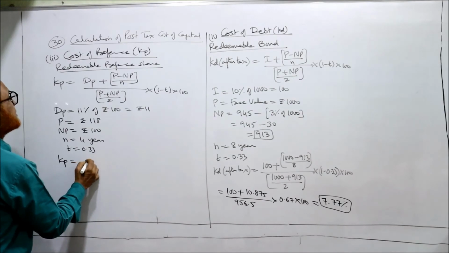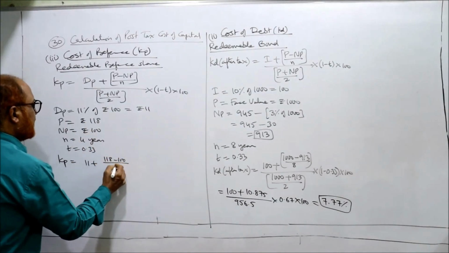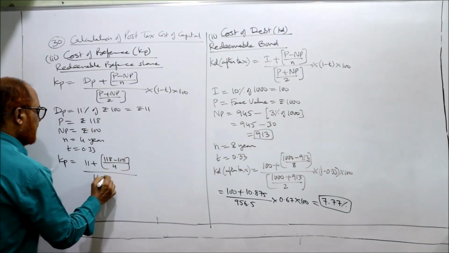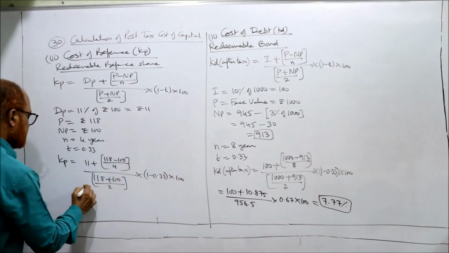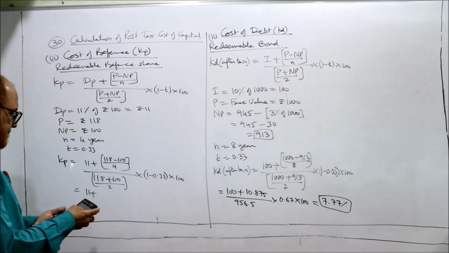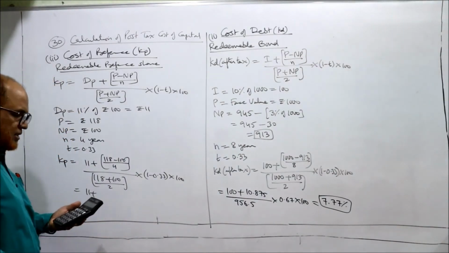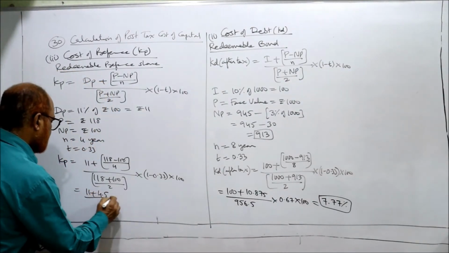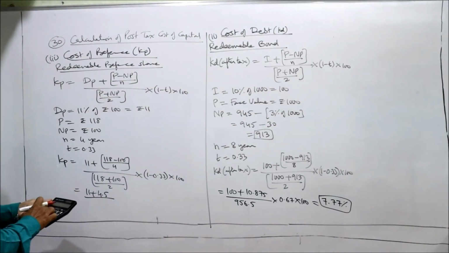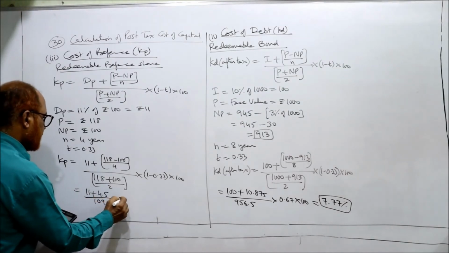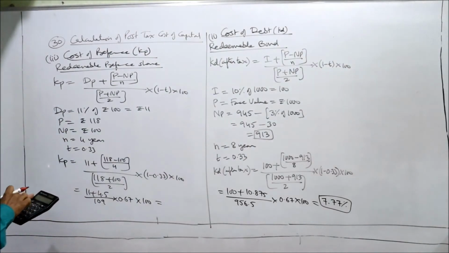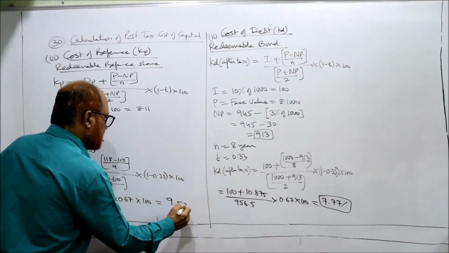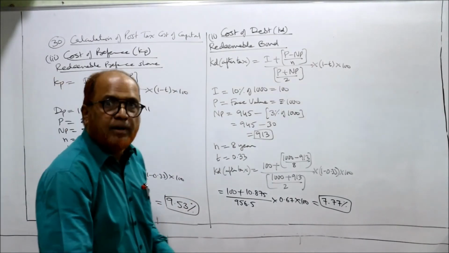So KP is equal to DP, 11, plus P, 118 minus 100 divided by 4, divided by 118 plus 100 divided by 2, into 1 minus 0.33 into 100. That is equal to 11 plus 118 minus 100 divided by 4. It comes to 4.5. Divided by 118 plus 100 divided by 2, 109, into 0.67 into 100. 11 plus 4.5 into 0.67 into 100 divided by 109. It comes to 9.53%. Third point we have completed.